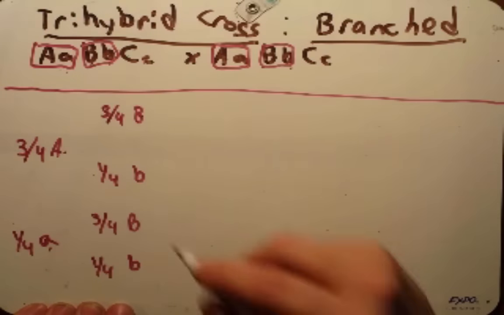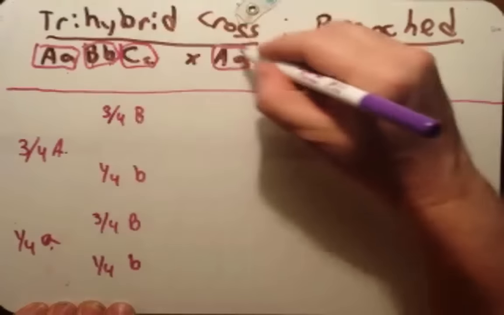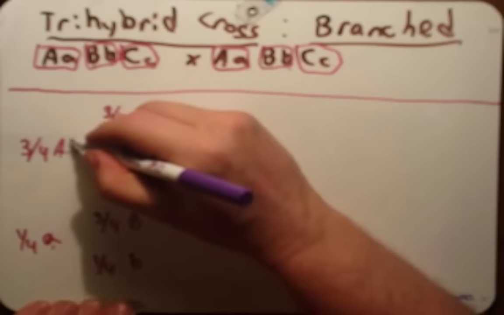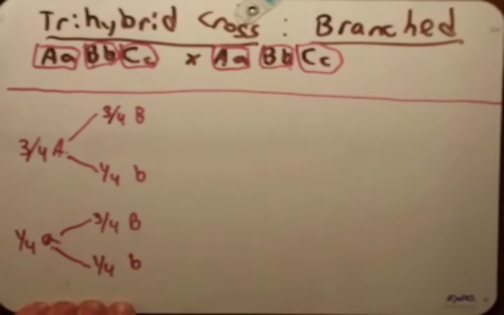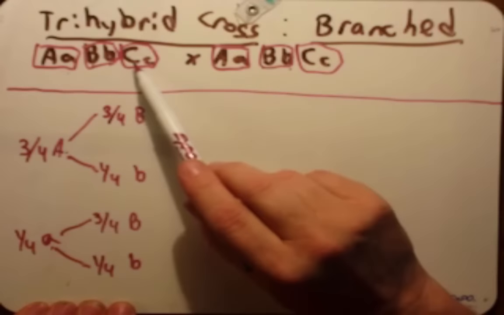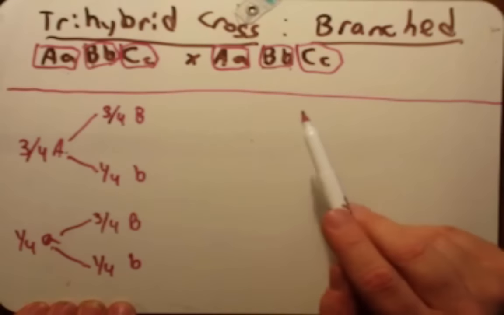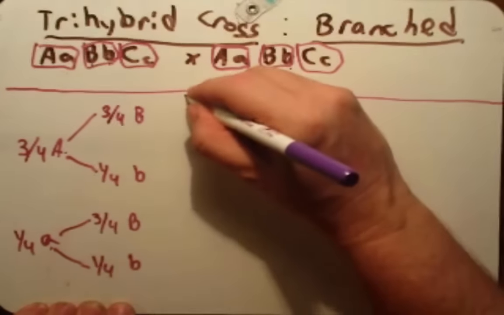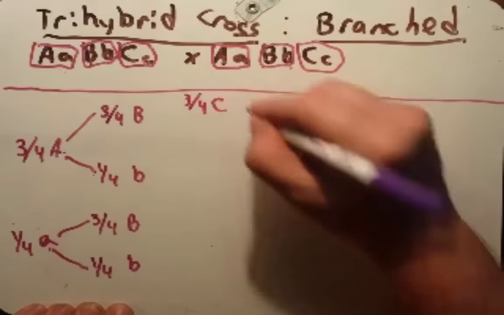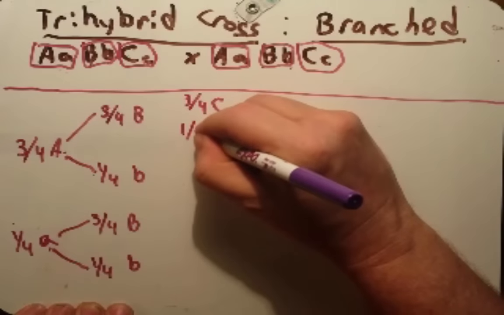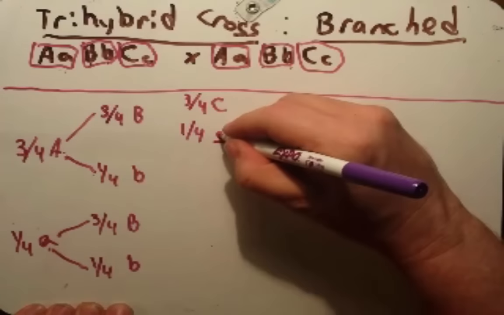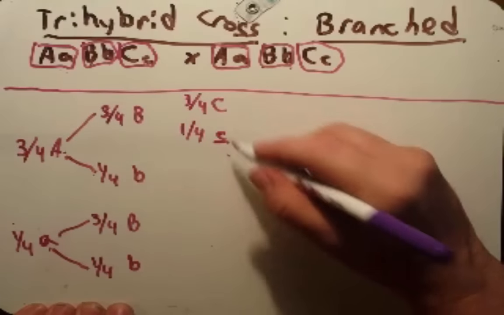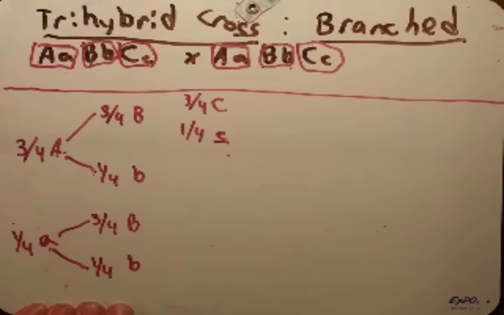Now what we want to do is consider our big C, little c. Now I'm going to start drawing some lines here so we don't get things mixed up, because this does get a little messy, but it's not too bad. All right, big C, little c times big C, little c, we know that 3/4 of them should be big C, and 1/4 should be little c. I'm going to draw a line under my little c, because sometimes it's hard to tell the difference between a big C and a little c when we write them like this. So I'll put a line under the little c.